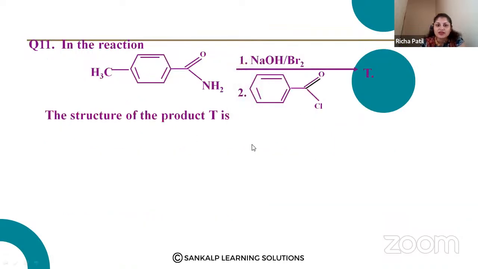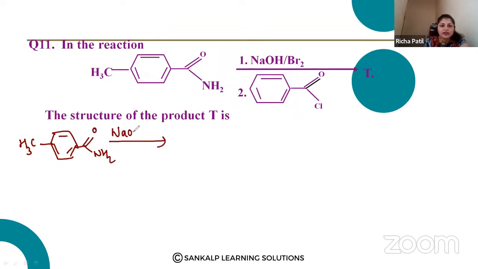In this reaction, you have to find the structure of the product T. So we'll solve this. CH3 CONH2, you are treating it with NaOH and Br2, right? Hoffmann bromamide reaction. So what do you yield first? There will be one carbon less, so this will become CH3NH2, correct?